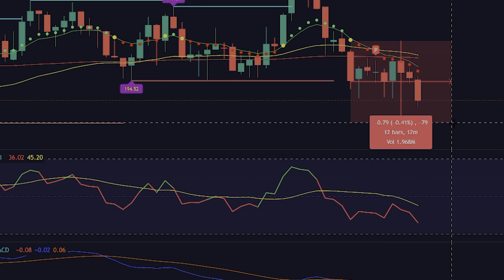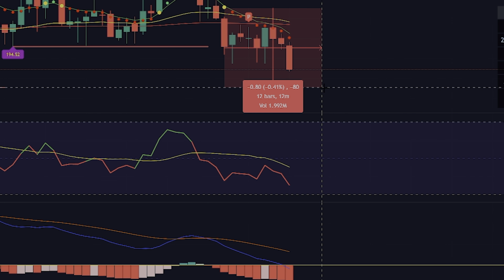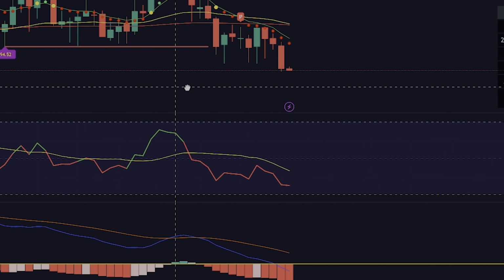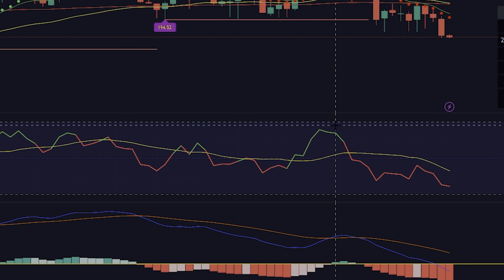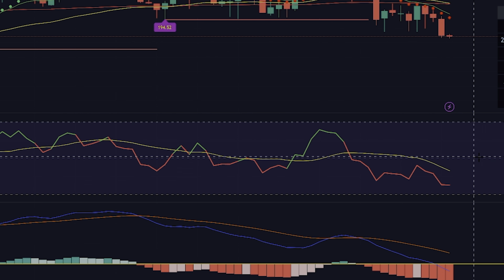It has broken a level. But my expectation is that Tesla reaches this level here, and that would be an 80-cent move. And this is by virtue of RSI being below the midpoint here at 50.